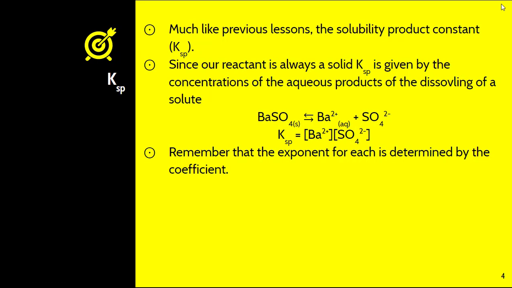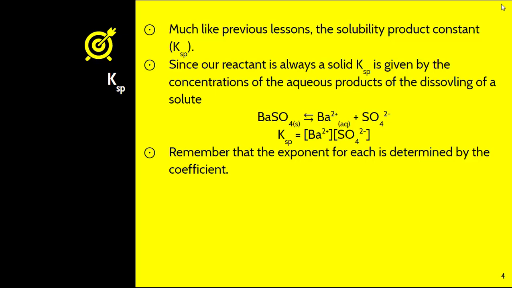So much like in previous lessons, we have a value for K. In this instance, K is the solubility product constant, KSP. Now this behaves just like Kc, Kp, Keq, and you calculate it pretty much the same way. Since a reactant is always solid, KSP is given by the concentrations of the aqueous products of the dissolving of a solute. So before we dissolve a solute into a solvent, it is a solid, and we know that solids and liquids are not involved in equilibrium expressions.